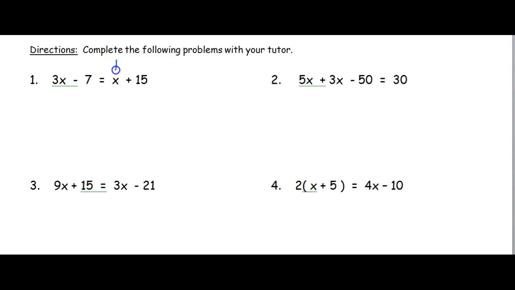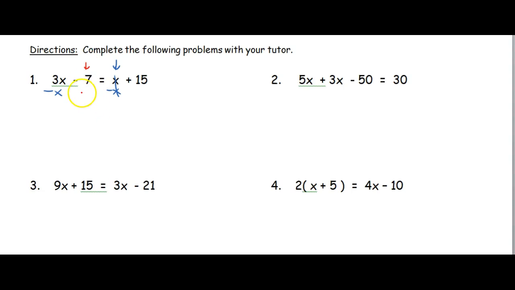On the right side, I have this variable that I want to get rid of. How do I get rid of it? Since it's positive, I'm going to subtract it. I need it to add up to 0. Well, if I subtract it from the right side, I have to subtract it from the left side. Well, what's the like term on the left side I can combine or line it up under? That's the 3x.